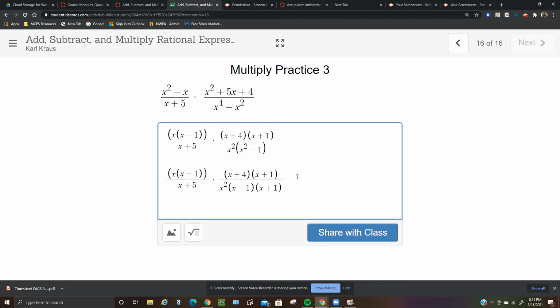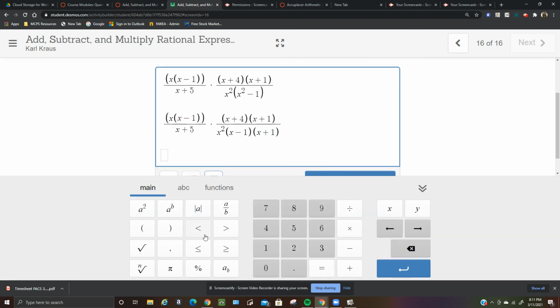So you have x plus 4 in the numerator. And in the denominator, x times x plus 5.